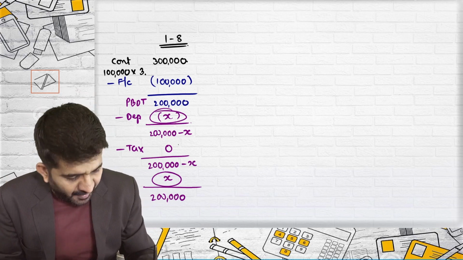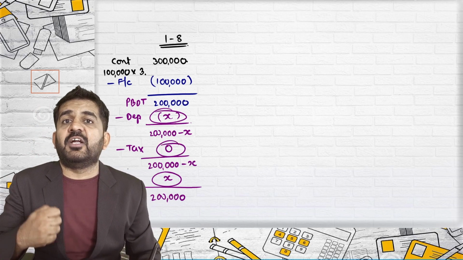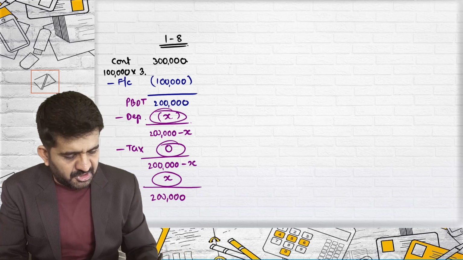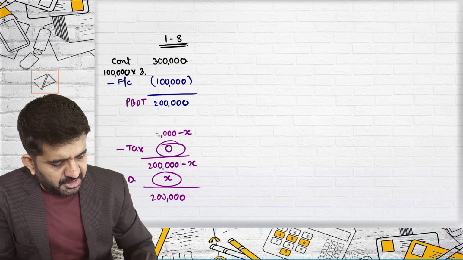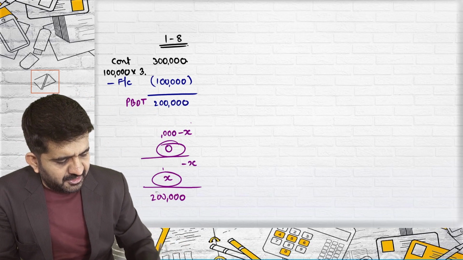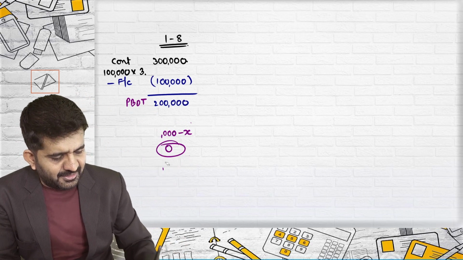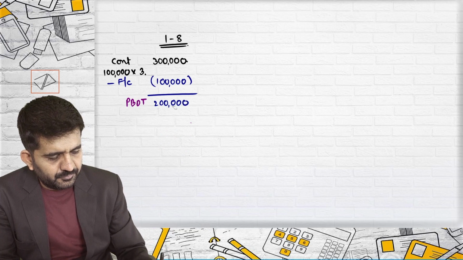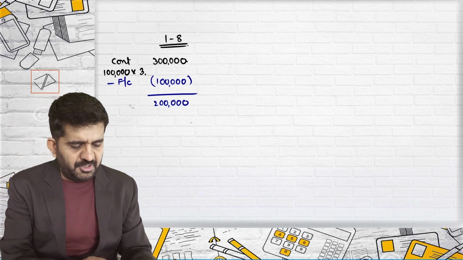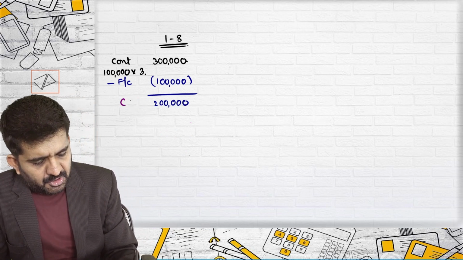Why do we do it? To find out correct taxation. Now if the tax is 0, there is no use of depreciation. So I don't deduct depreciation, I don't deduct tax. This is my direct cash flow. There is no depreciation concept, there is no tax concept. This is my direct cash flow.